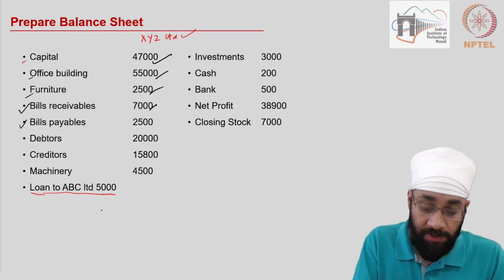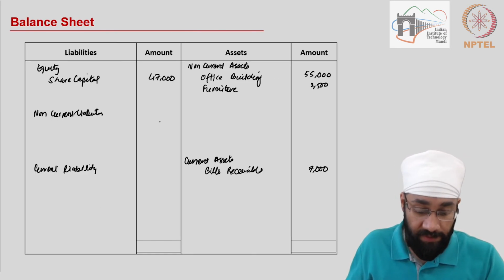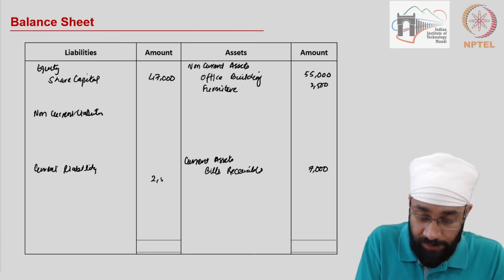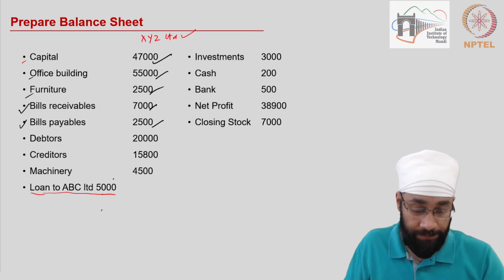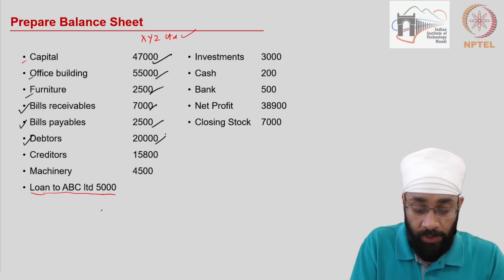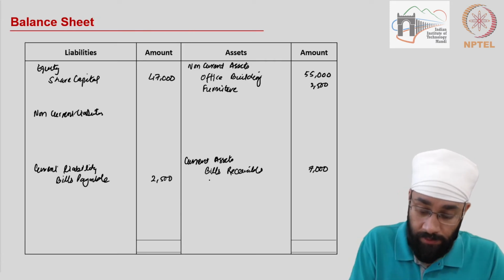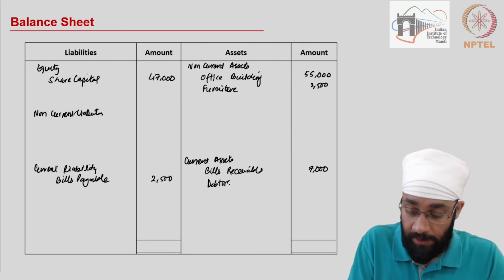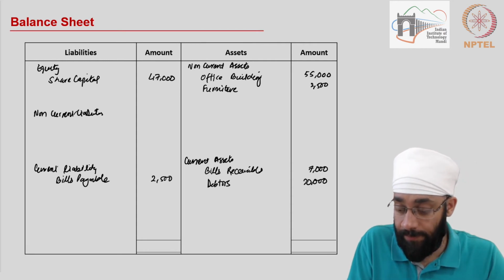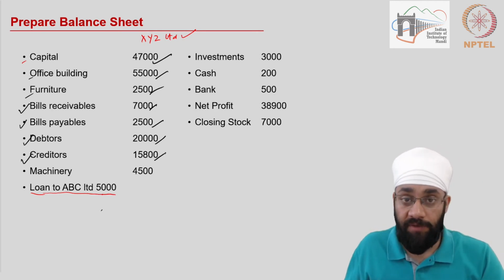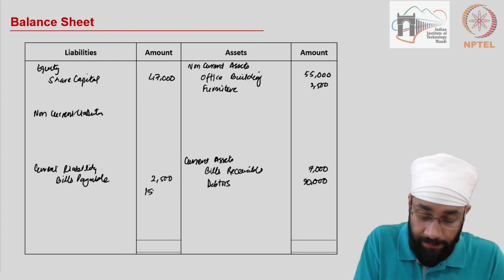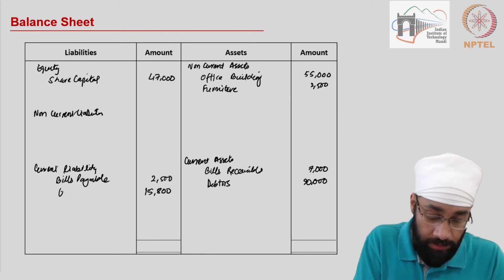And bills payable, the opposite of that, is current liability, 2,500. So 2,500 are your bills payable. Debtors are 20,000, current asset. So debtors under current assets 20,000. Creditors are current liability, 15,800. These are creditors.